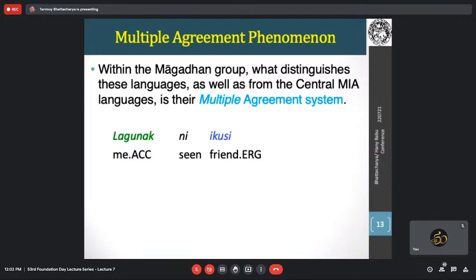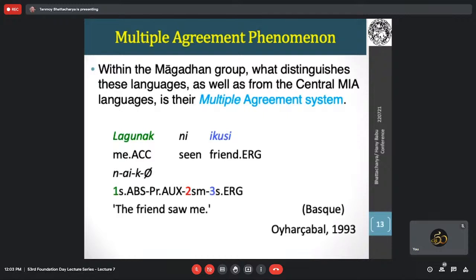So you have, my friend saw me, that's the translation, it will come, don't worry, the translation will come. But you have this object, you have the subject, and you have the verb. It looks like a complete sentence, but what is most crucial is the auxiliary. That naik is that auxiliary, and look at the gloss. You have a green color, first person singular, that refers to me, okay? So that refers to the object, me, which is there in green color in the sentence. Then you have a blue color, third singular, that is a friend, the subject, okay?